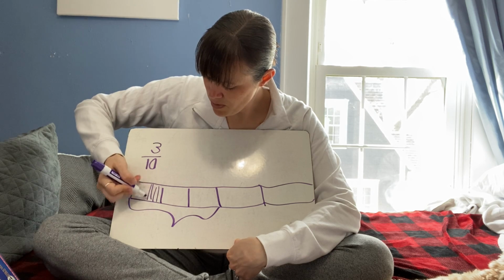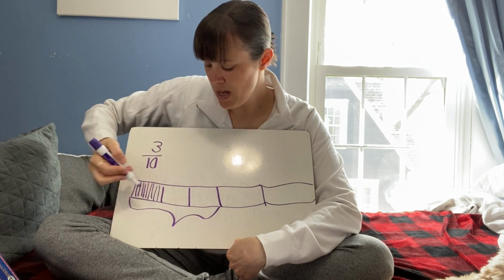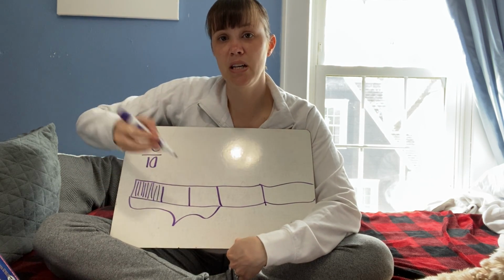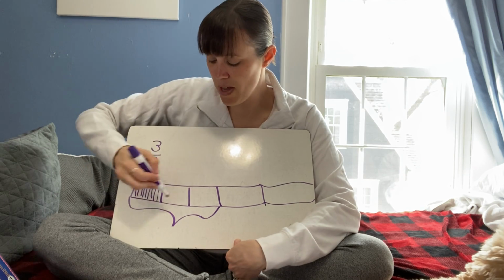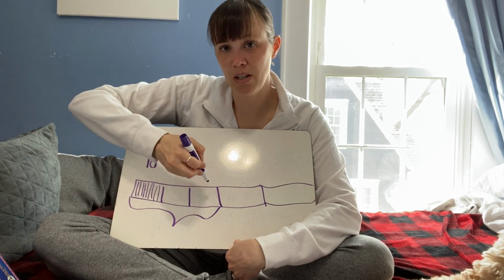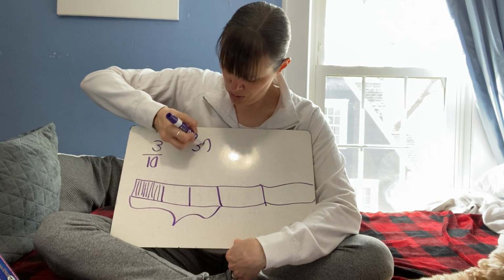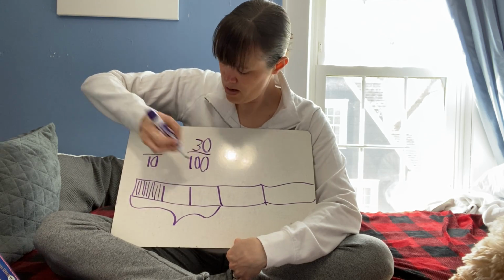1, 2, 3, 4, 5, 6, 7, 8, 9. And we would break each one into 10 parts. And that would give us 10, 20, 30. So that gives us 30 100ths, right?